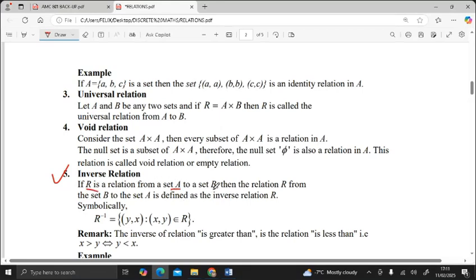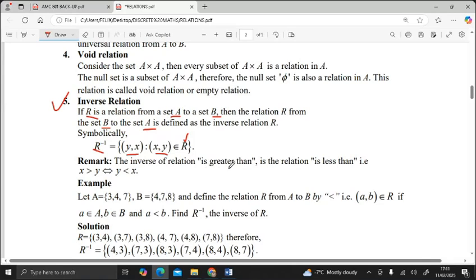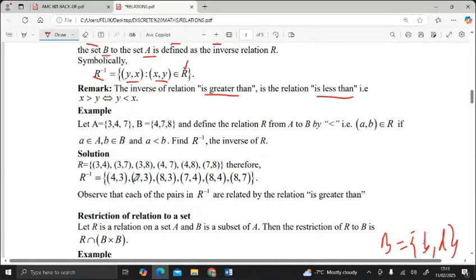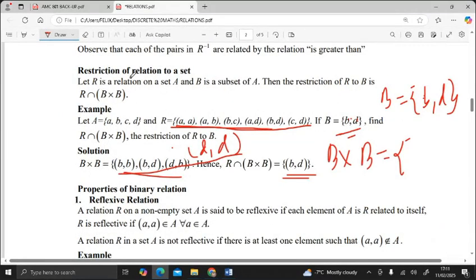You see a relation from A to a set B. Then the inverse in that case, denoted by R inverse, written R superscript -1, is that which relates B to A. You see, it relates B back to A. Therefore, you notice that the inverse relation consists of the pairs (y, x) such that (x, y) is in the original relation. So I think one of the cases that we talked about was that if the inverse relation is greater than, then the original relation is less than. And then we extended further to restriction of a relation to a set.